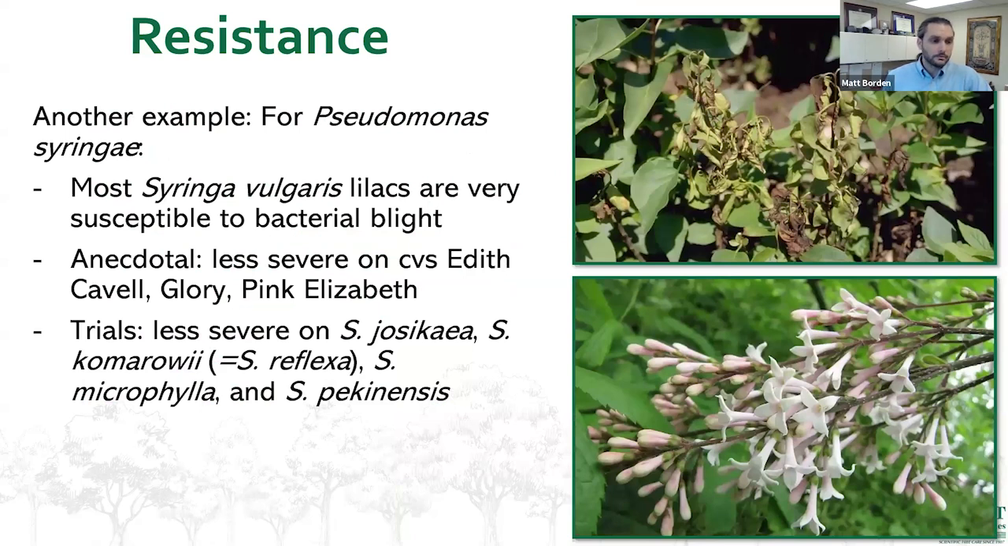Another example, Pseudomonas syringae, that bacterial blight and canker: most lilacs, common lilacs, are very susceptible. Anecdotally, you can find a little bit of information to say that some cultivars are less severe than others. And then there's a handful of trials to show that some of the other alternative lilac species are much less severely affected by this bacteria.